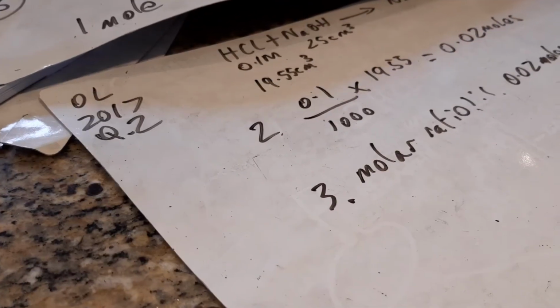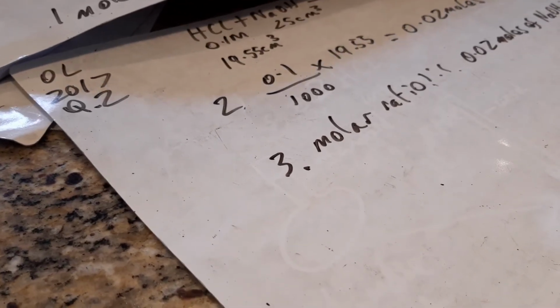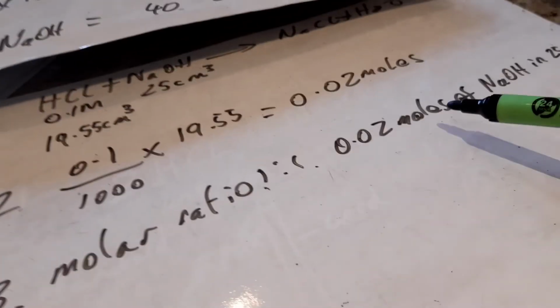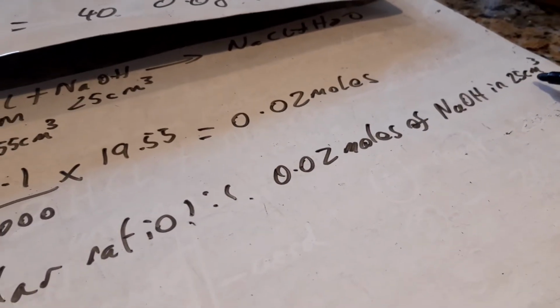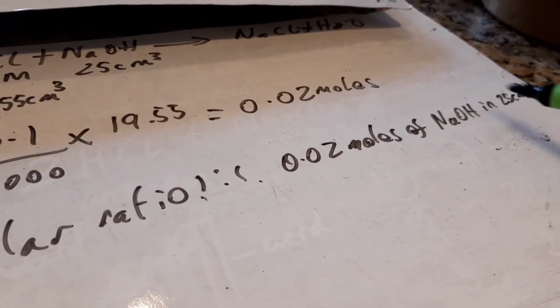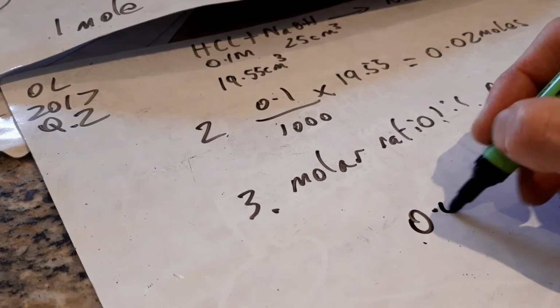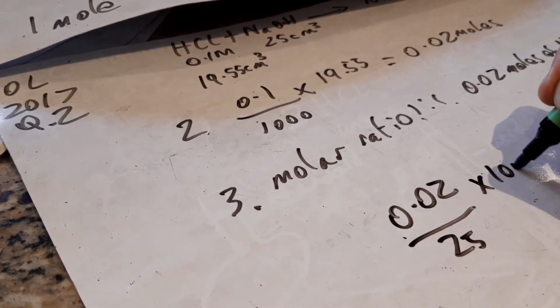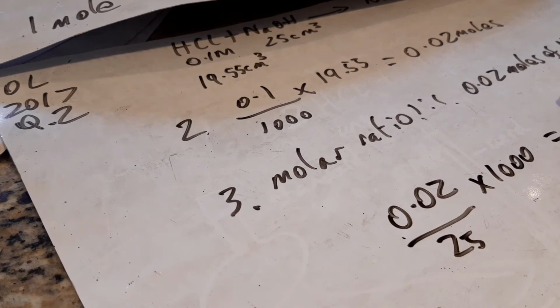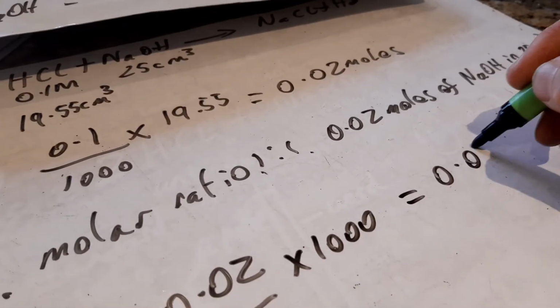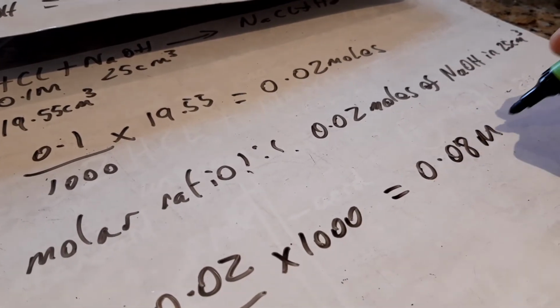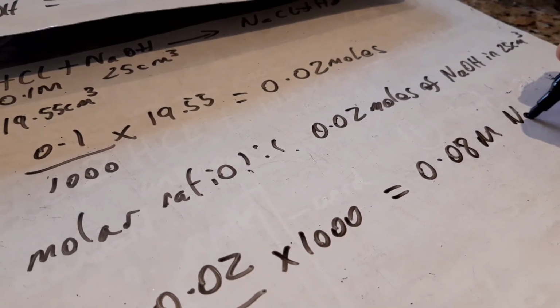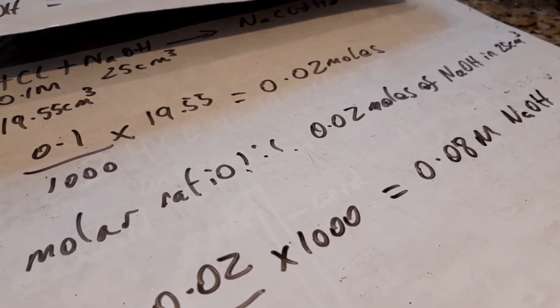The last step that we need to do to get the concentration is this. We've worked out how many moles of sodium hydroxide are in 25 centimeters cubed, but we want the concentration, which is moles per litre or moles per 1,000 centimeters cubed. So all we do is take that 0.02, divide it by 25, multiply it by 1,000, stick that into your calculator, and you get 0.08 moles per litre of sodium hydroxide. That is our concentration in moles per litre.